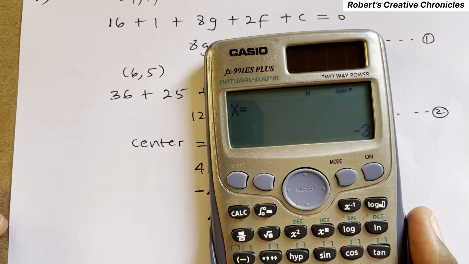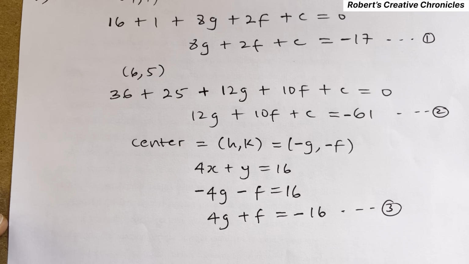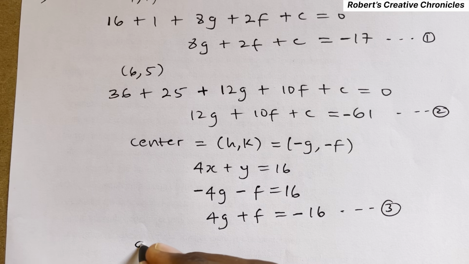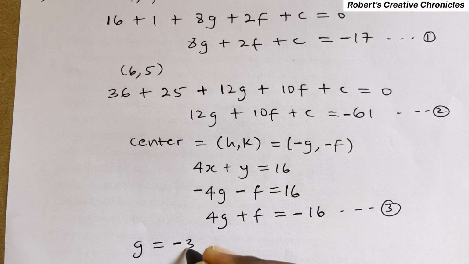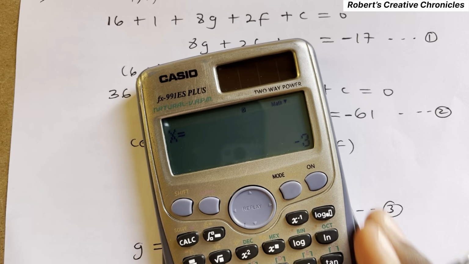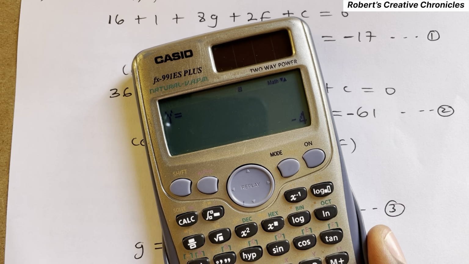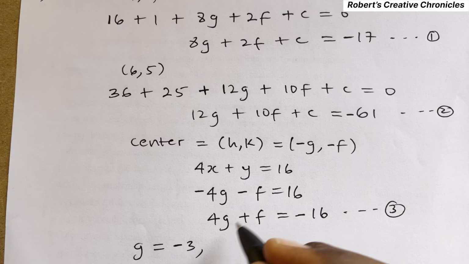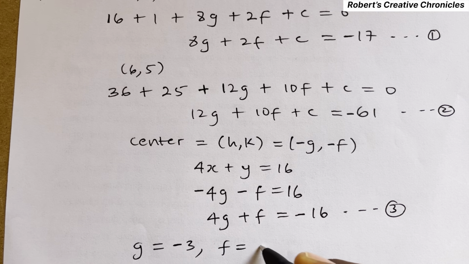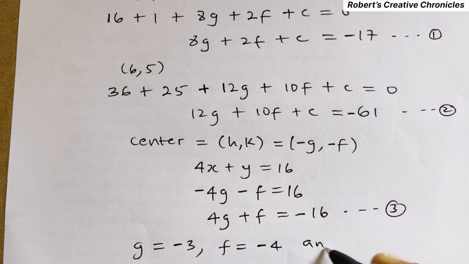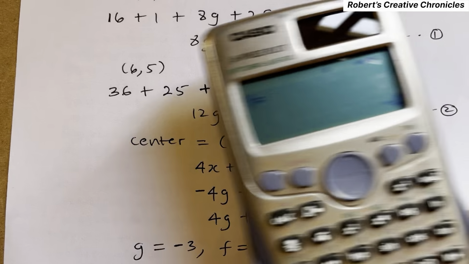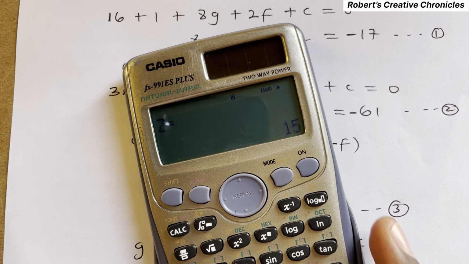So G becomes what? Which is the first variable? Negative 3. So G becomes negative 3. Then the next one is what? Is F. F becomes what? Negative 4. And C becomes what? C becomes 15.